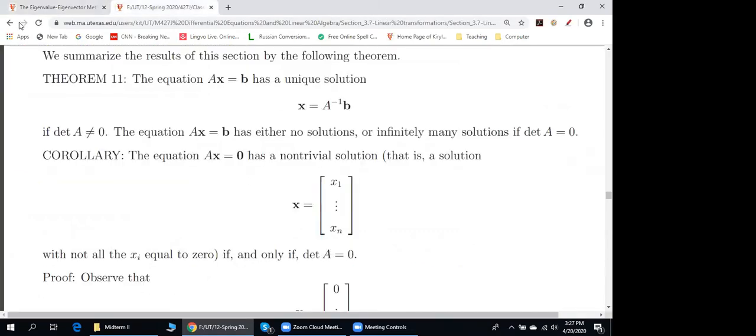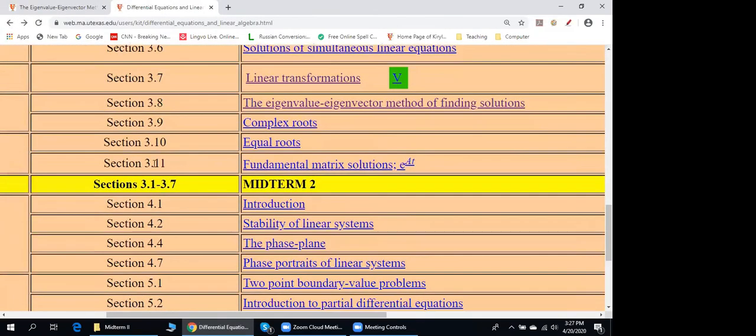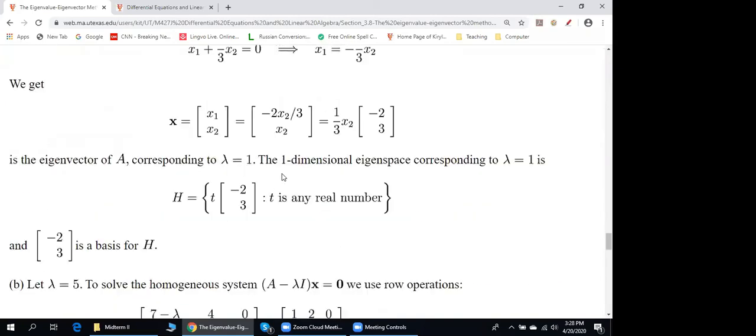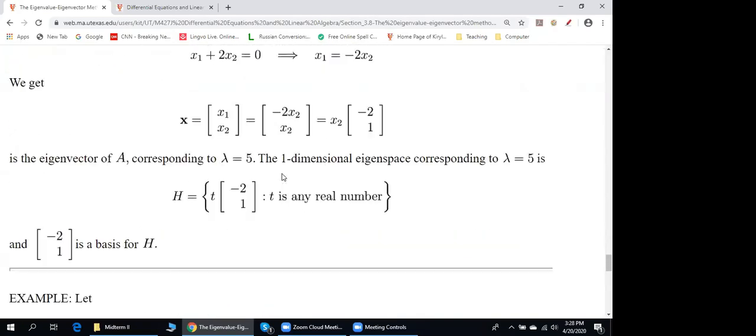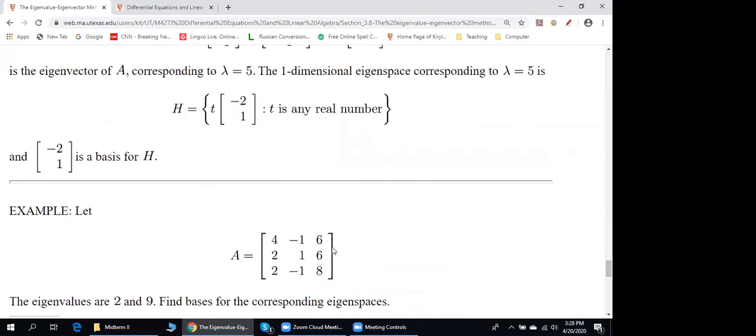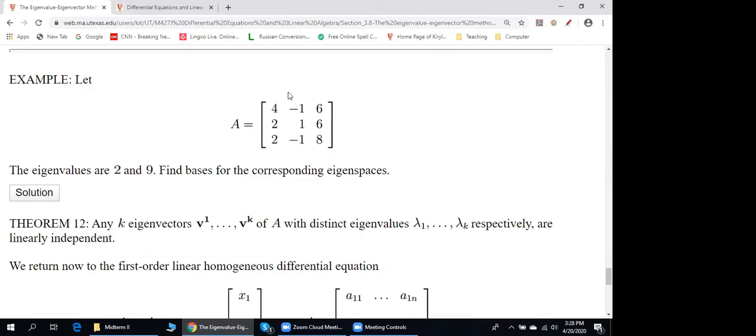Very good question. We will discuss it in section 3.10, equal roots. Basically, partially, we will discuss it in this example. Please take a look. We have a 3 by 3 matrix.